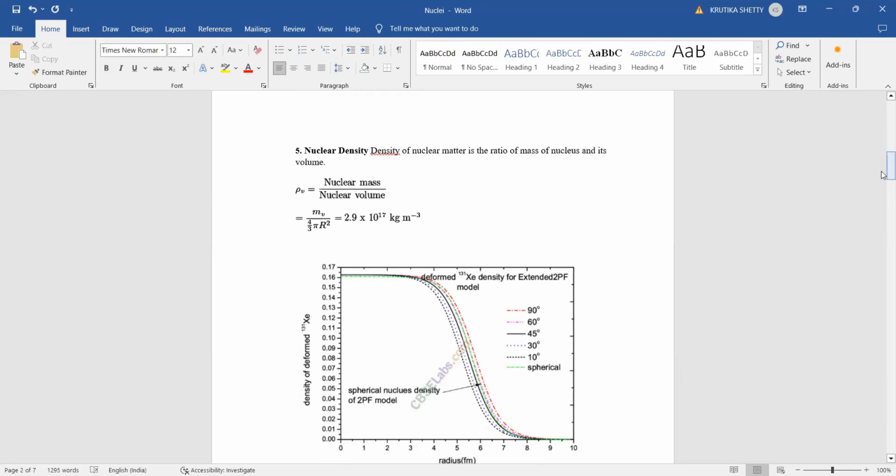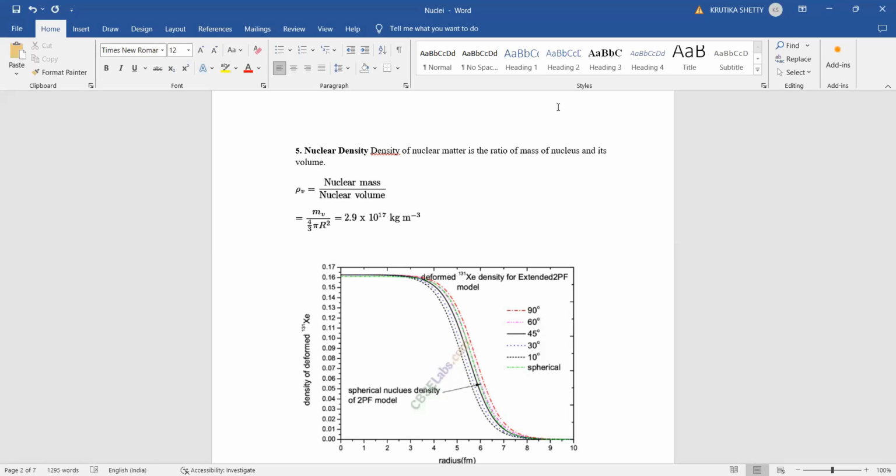Here we have the next point, that is the nuclear density. What is nuclear density? Density of the nucleus is given by nuclear mass upon nuclear volume. If you know the nuclear mass and nuclear volume, you can find the nuclear density, that is mass by 4 by 3 pi R cube. This is how you can calculate the density of the nucleus. Remember the formula, which will help us later to calculate different nucleus densities.